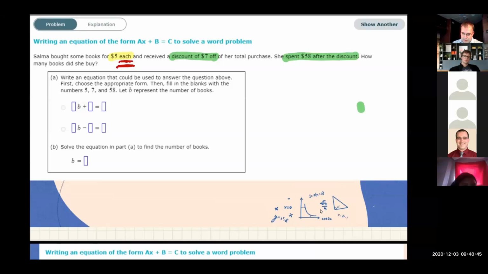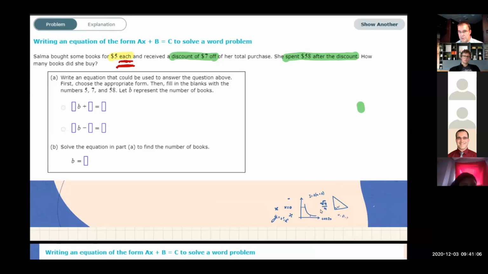And what I wanted to say about this word each is when you see it, that's something that is happening again and again and again. And so every book she buys, you add another $5 on. $5 for the first book, plus $5 for the next book, plus $5 more for the next book. And of course, the shortcut for doing that is multiplication.